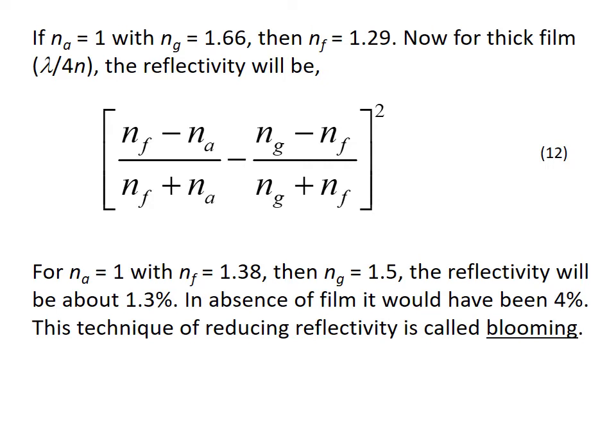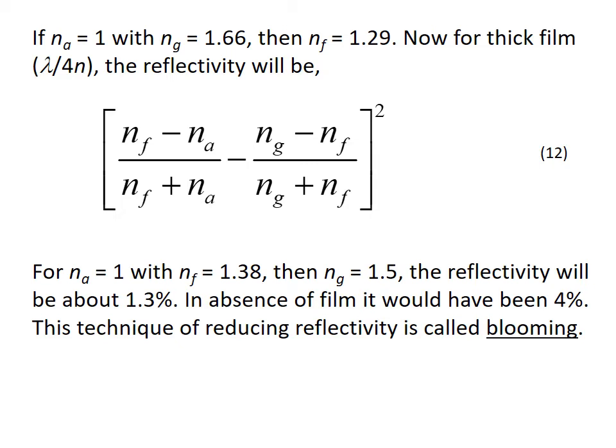For Na equals 1 and Ng equals 1.66, and using the relation just obtained earlier, that is Nf equals the square root of Na Ng, my Nf comes out to be 1.29. The optimized thickness for the anti-reflecting film is around lambda by 4n. Then my reflectivity will become this, as given in equation 12.